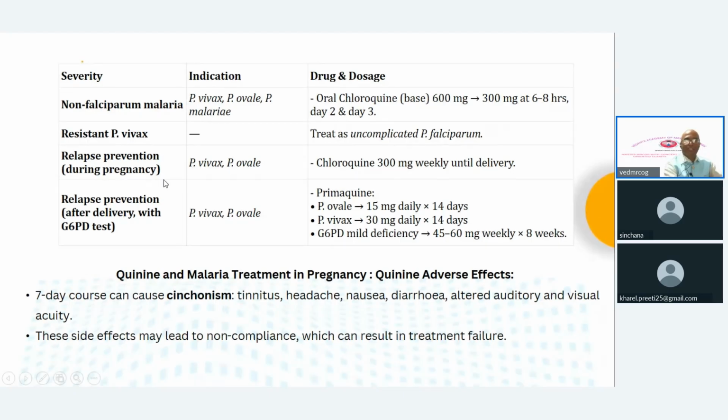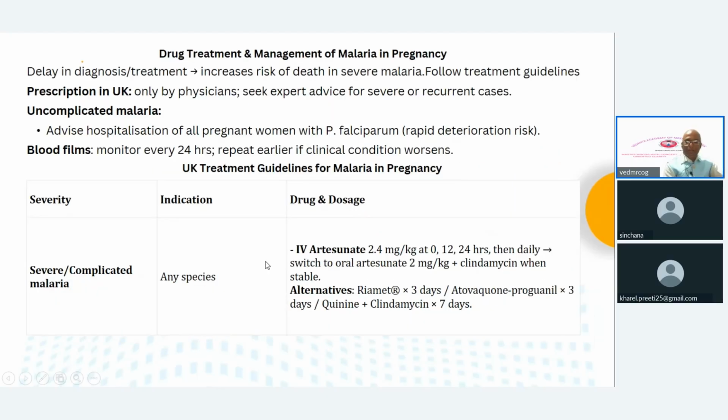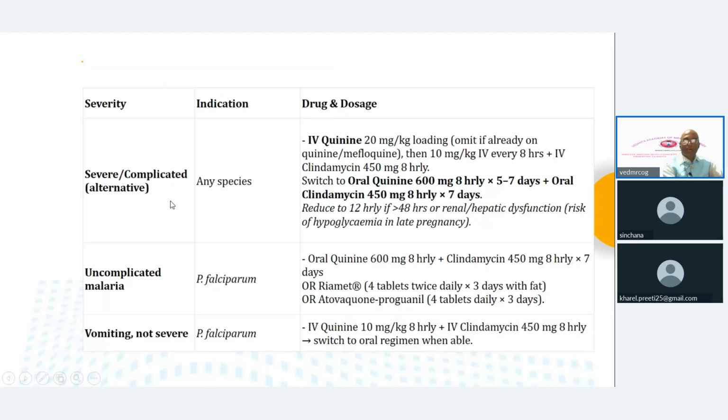So have you understood the malaria treatment? You will divide it into complicated and uncomplicated. For complicated, the drug of choice is IV artesunate, followed by oral artesunate plus clindamycin once the patient is stable. The alternative will be quinine plus clindamycin IV followed by oral quinine plus clindamycin. And uncomplicated will be oral quinine plus clindamycin. Is it clear?